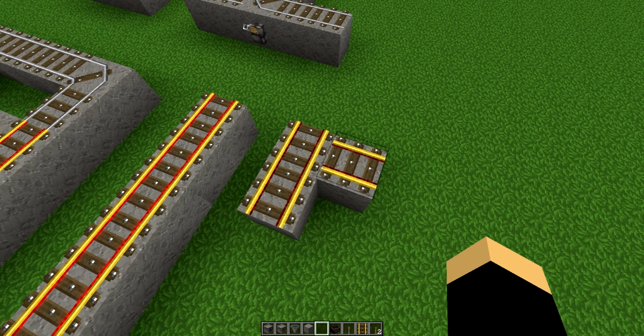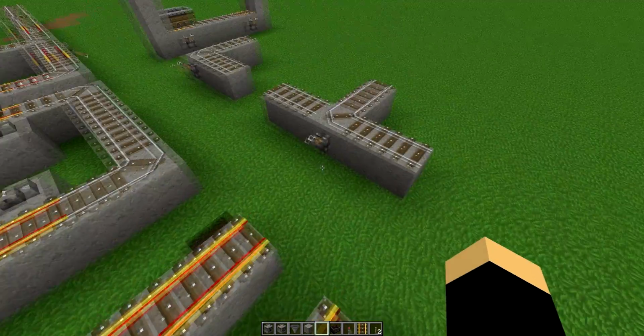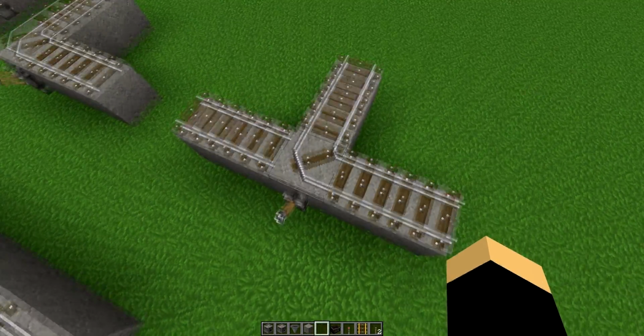Something I want to point out about powered rails, and this applies to not only powered rails, but detector rails and activator rails, is they cannot be used to create a turn within the rail system. So if you ever need to change the rail direction, you will always have to use a regular rail.